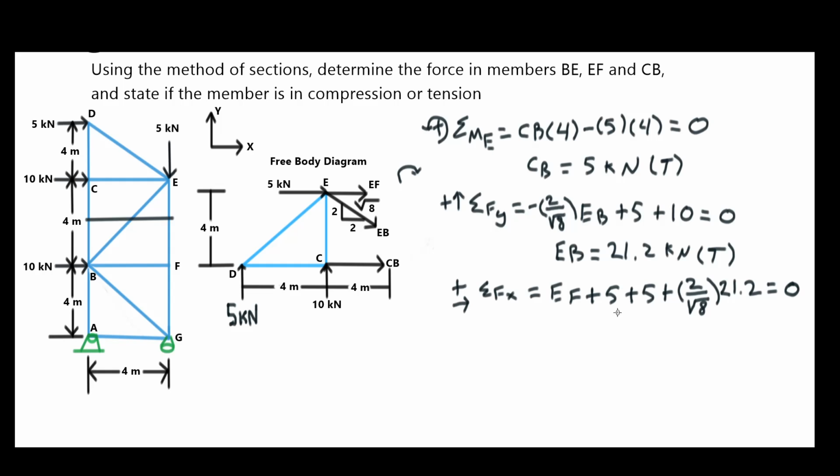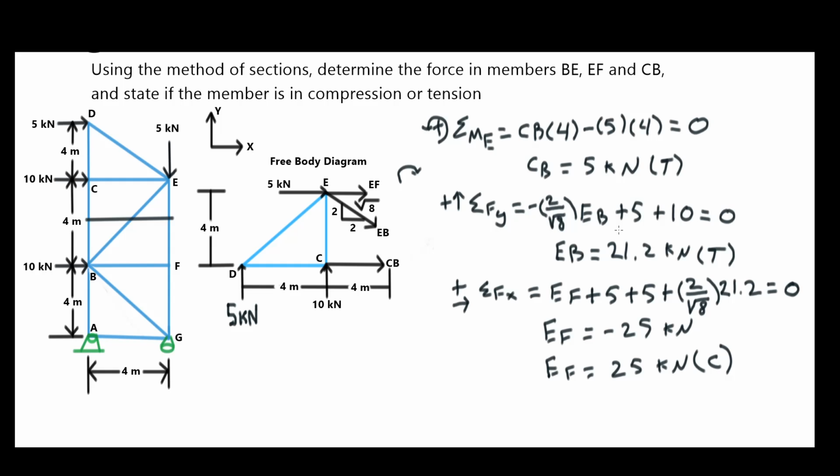We isolate everything to one side, and that gives us a negative value. EF is equal to negative 25 kilonewtons. Now that we know that this is negative, we know that we predicted wrong here, that it is not in tension, it's going to be in compression going the other way. So we'll go ahead and write EF is equal to 25 kilonewtons in compression.